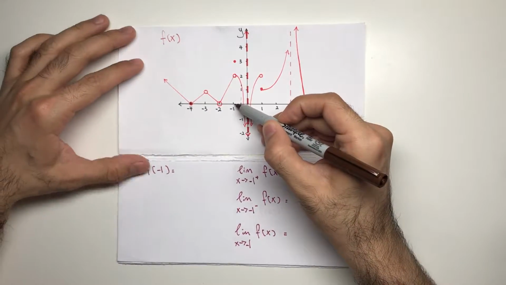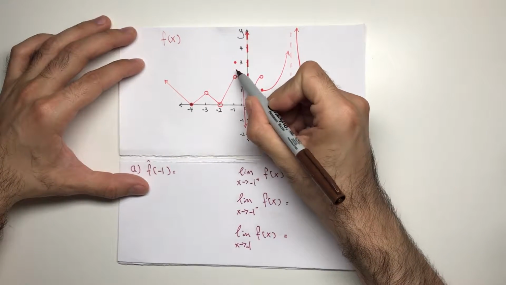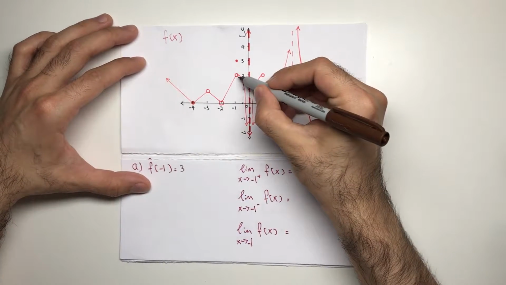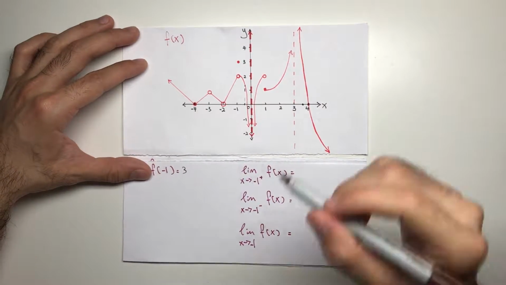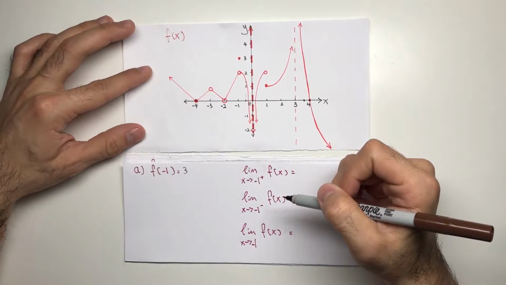So at x equals -1, you can see on this function that it's defined here to be 3. So f of -1 is 3. It is not defined here at this open circle. That's what the hole means there. So now what we can do is find the limit at x equals -1.